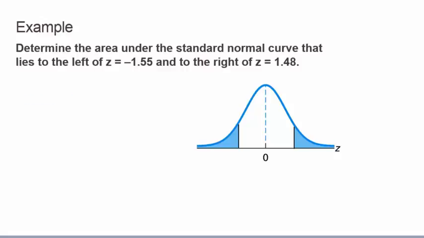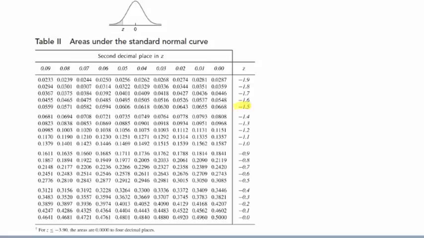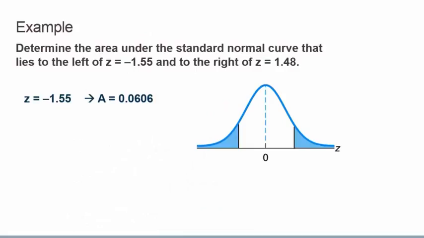My first step is to take z equals negative 1.55 and find the area that lies to the left of that z-score. Going to my table, I find the row of negative 1.5 and then the column of 0.05, and they cross at 0.0606. So A equals 0.0606. For the z-score of 1.48, I want the area that lies to its right. Unfortunately, the table gives us the area that is to the left. So once I find that, I need to subtract it from 1.